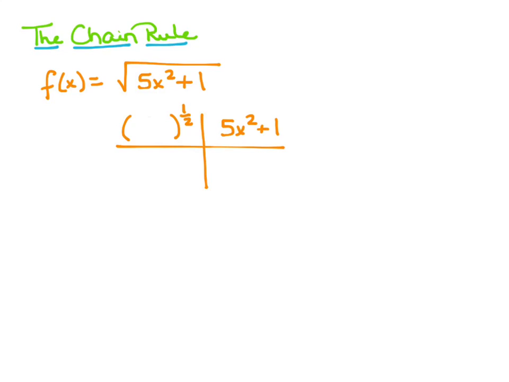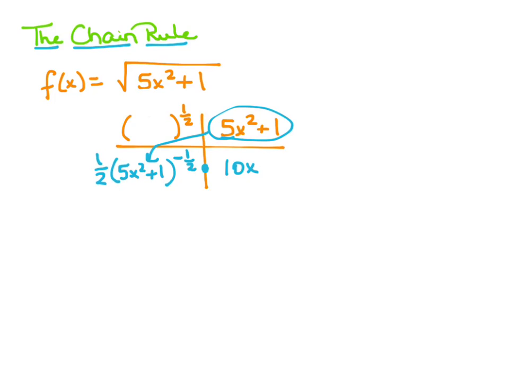So I'm going to do the derivative of the outside function first. So that's going to be 1/2 times something to the negative 1/2 power. And then the derivative of 5x squared plus 1, that is 10x. Now the something over here in my first function should be 5x squared plus 1. And so my derivative is I'm going to take these two derivatives and multiply them.